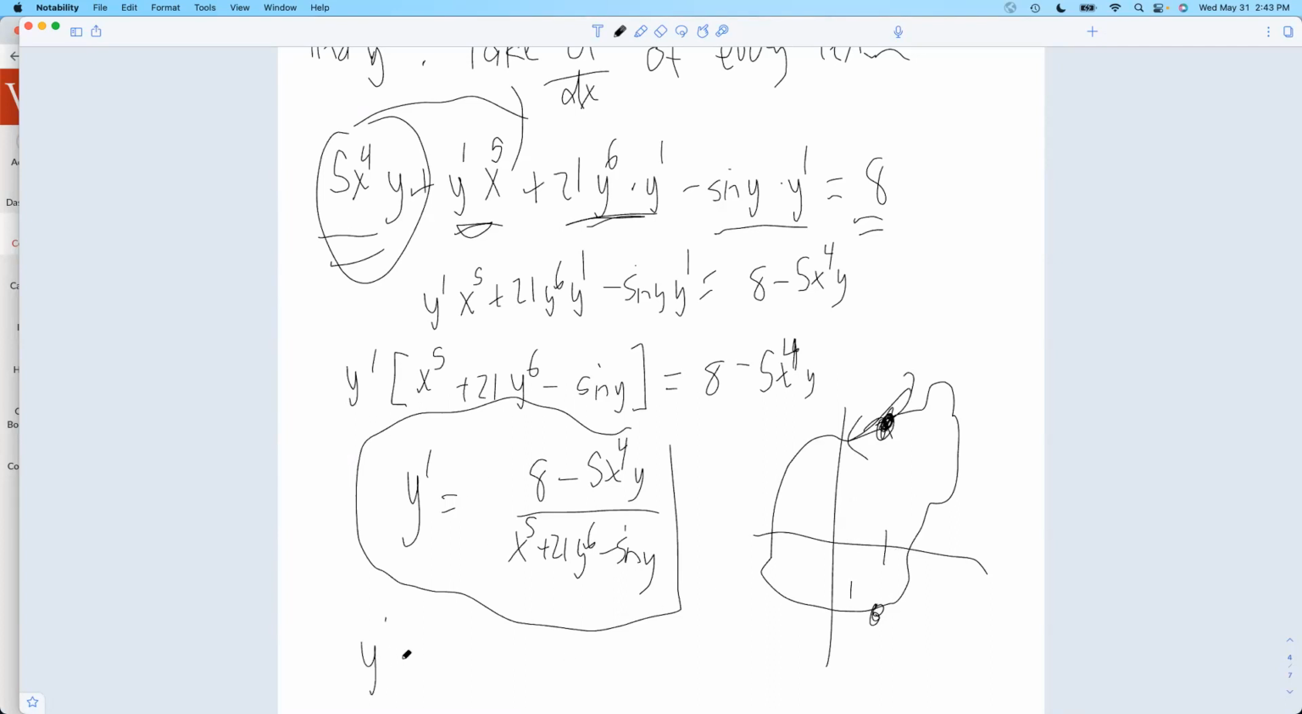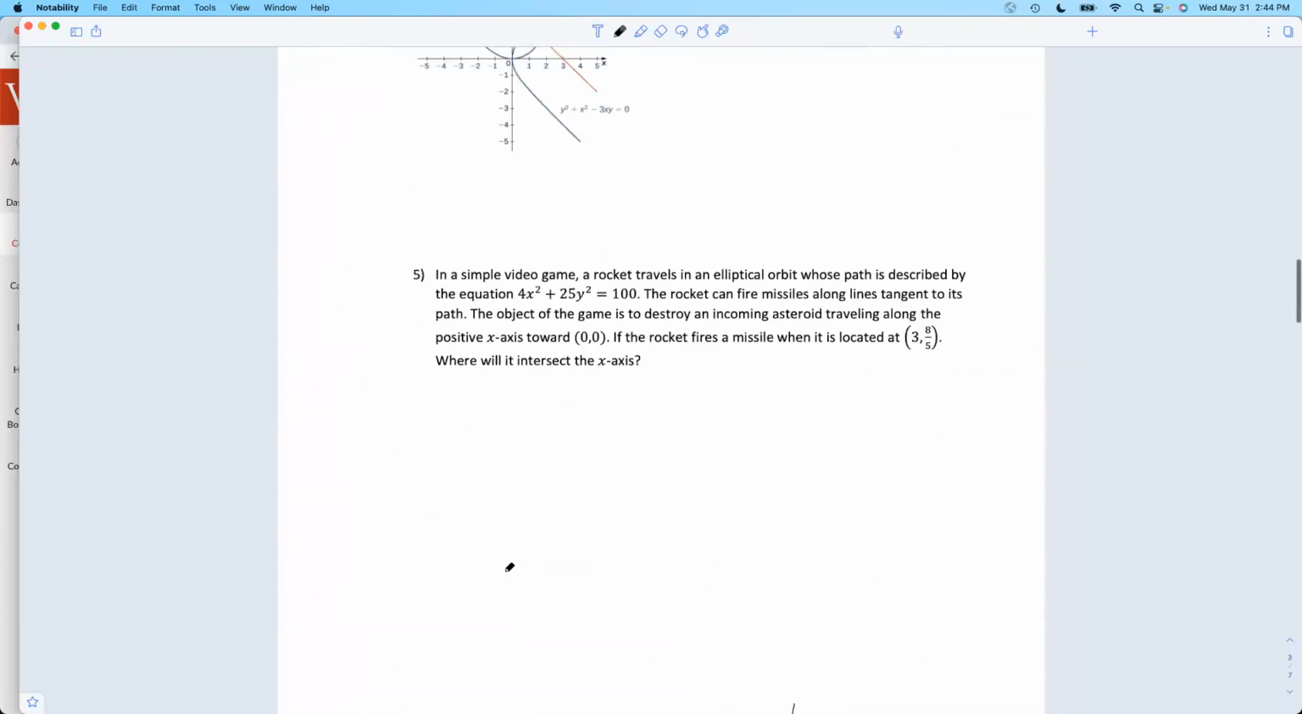So y prime here will end up being a function of x and y. It's a function of two variables. Okay, let's do another one.